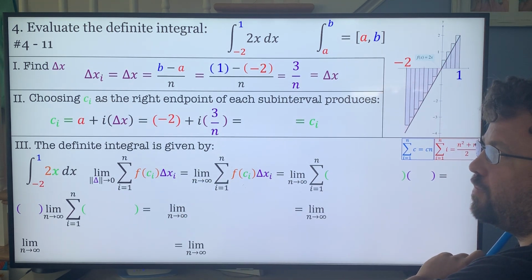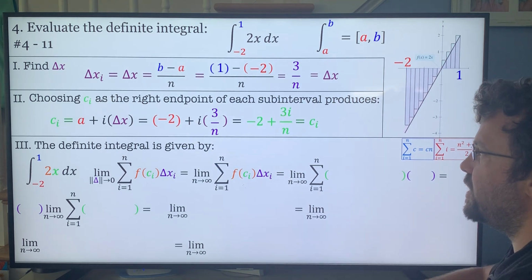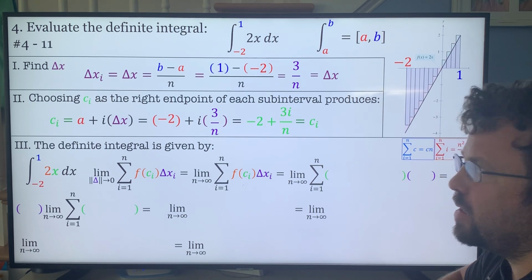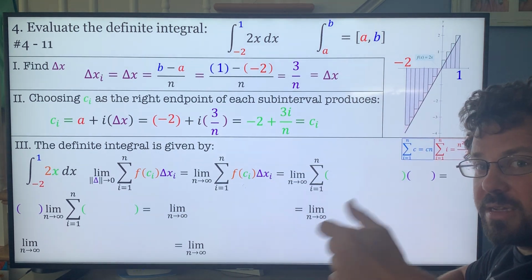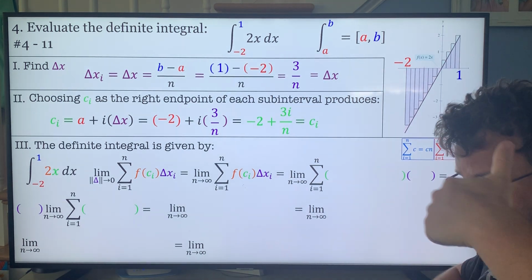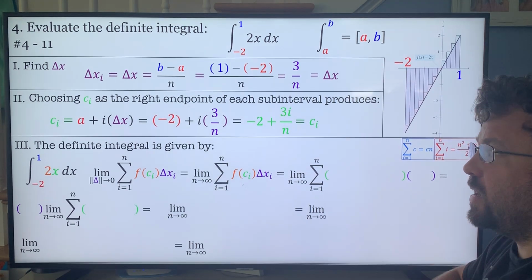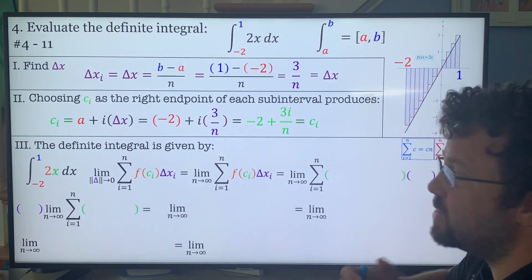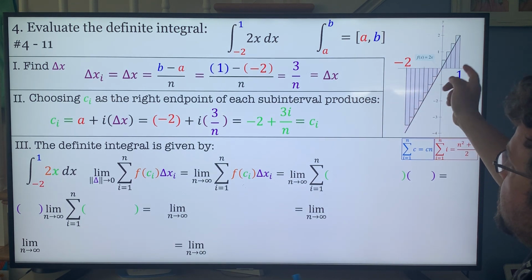3 over n. So CI right here is -2 plus 3i over n. Okay, so step 1 is to find delta x. Step 2, we're going to use delta x, and we're going to use our lowest x value to find CI. Okay, you remember CI is the right endpoint. CI, CI, CI. So there's a bunch of CIs.